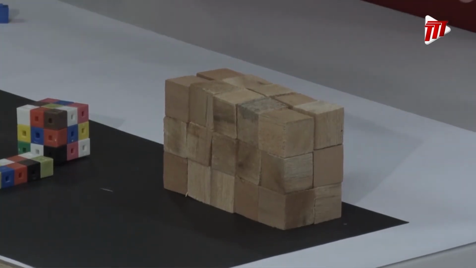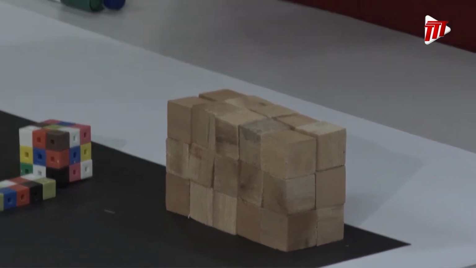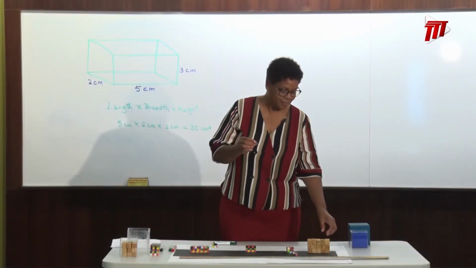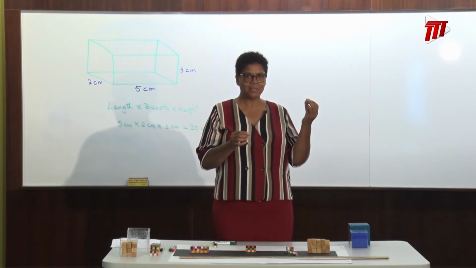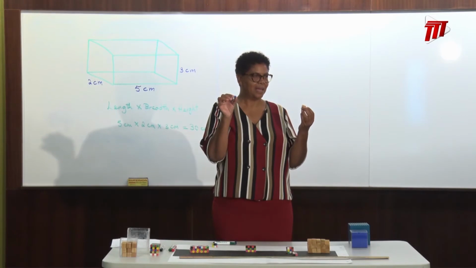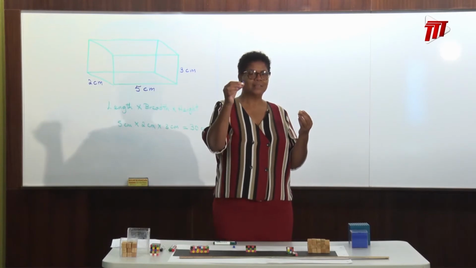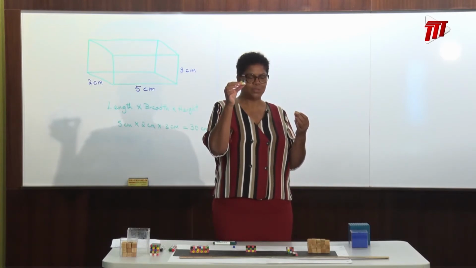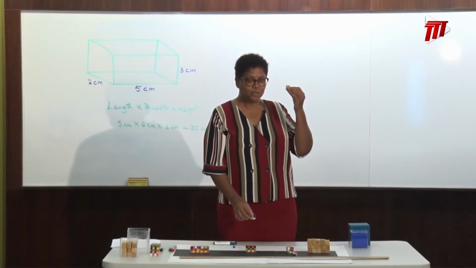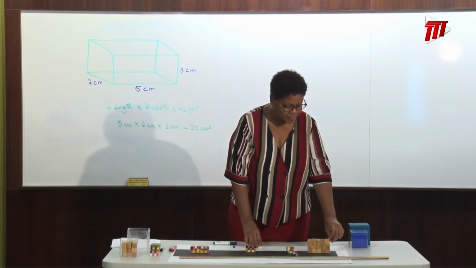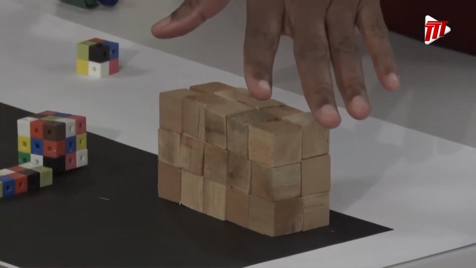If you look on the table, I have another cuboid, but it's made up of cubes that doesn't look like this one. As a matter of fact, it's larger. One of these cubes is not the same size as the 1 centimeter cube. It's really the size of the 2 centimeter cubes. So this cuboid is made up of 2 centimeter cubes. So how do you find the volume of this cuboid?